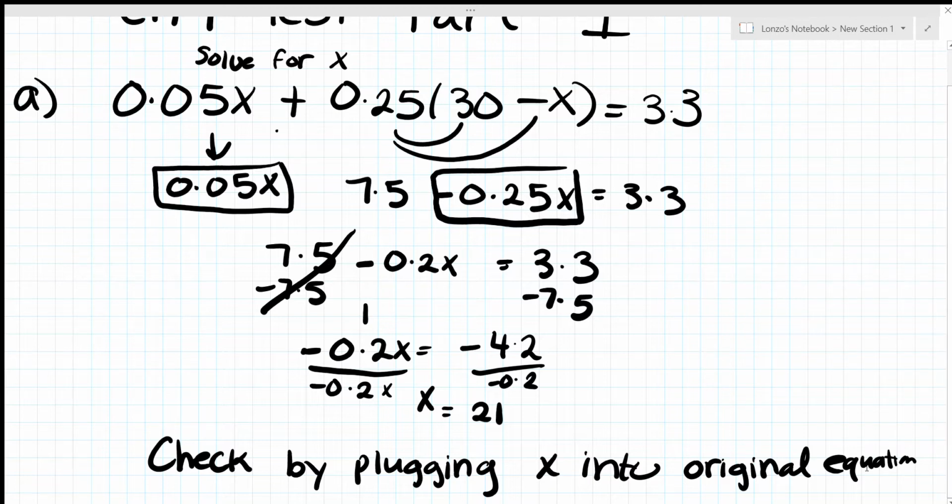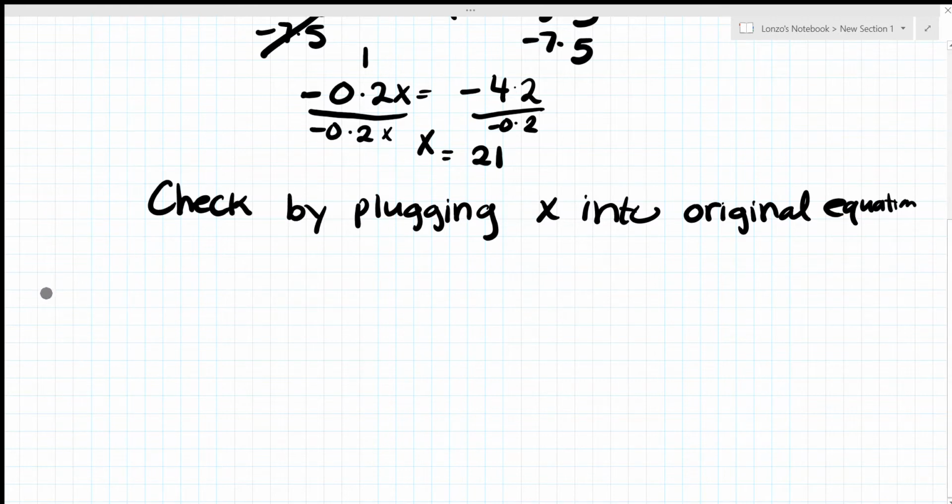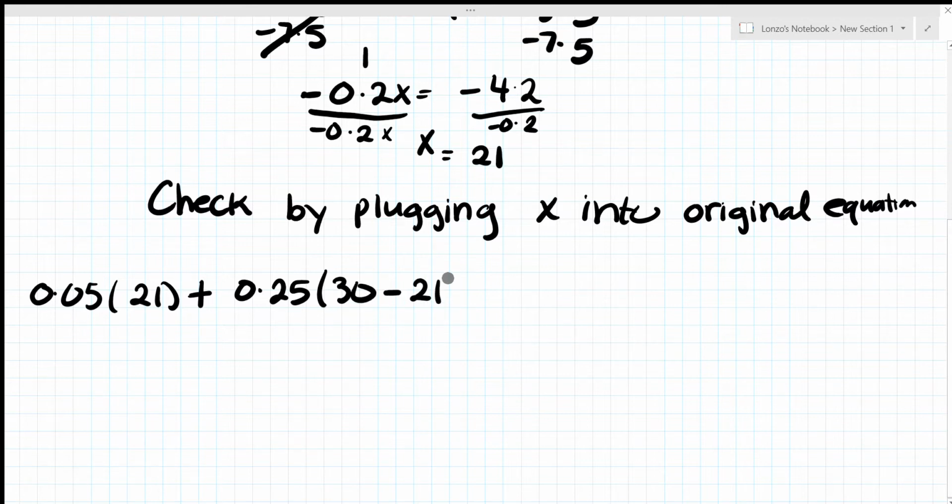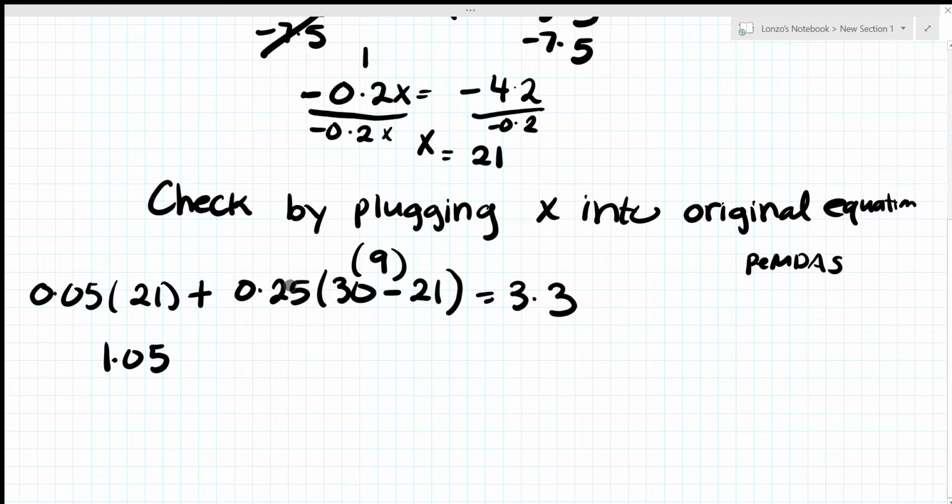So when you put that back in, what do you get? Let's see. So you get 0.05 times x, which is 21, plus 0.25 times (30 minus 21), because that's my x, equals 3.3. Let's do the calculation. So 0.05 times 21 is 1.05. I'm not going to FOIL it out right now. I'm going to do what's inside the parentheses first, because remember PEMDAS, order of operations. So 30 minus 21 is 9. Now it's 0.25 times 9, which is positive 2.25, equals 3.3, because we didn't touch that.